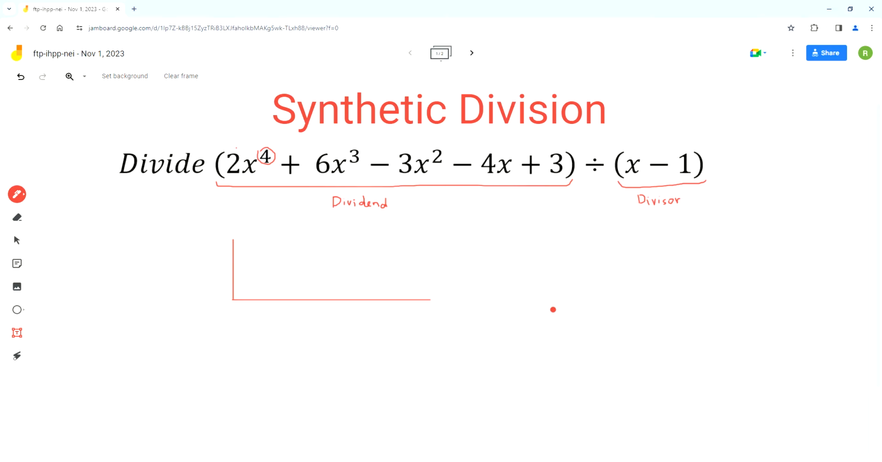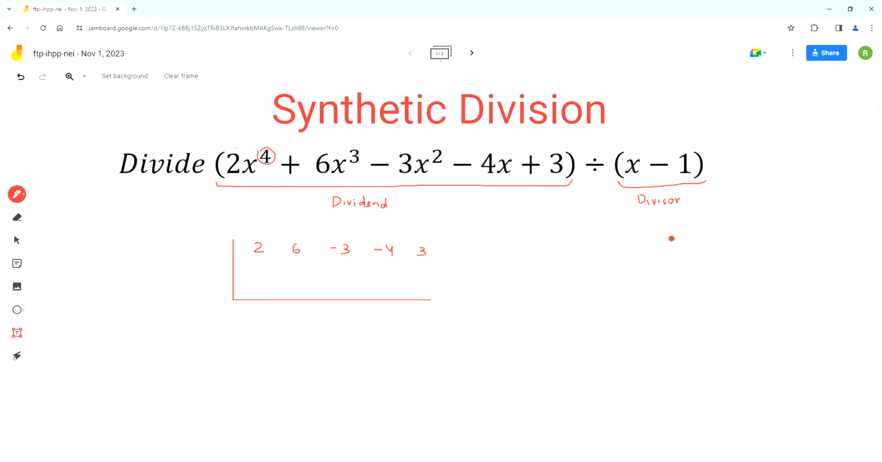Now in synthetic division, we only use the coefficients of the terms in the dividend. In the first term, the coefficient is 2. So that's our first number in the synthetic division setup. In the second term, the coefficient is 6. So that's the second number. Then -3, then -4, and the last number is 3. So this is the first step for the synthetic division setup.